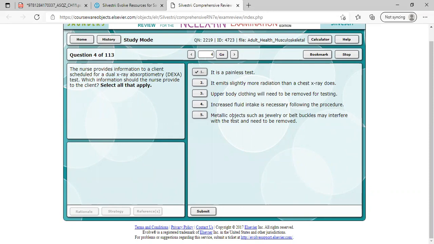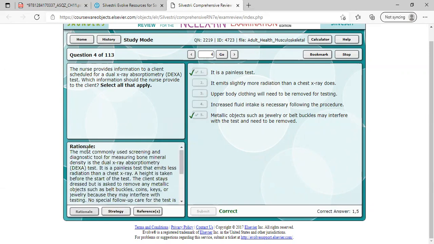And metallic objects such as jewelry, belt may interfere with the test and need to be removed. Yes. Any kind of metal from the body or jewelry we have to remove, because the radiation or rays will pass through the body. What is the rationale?